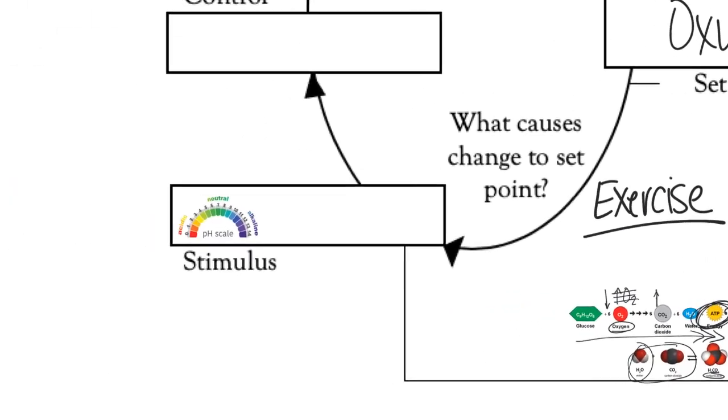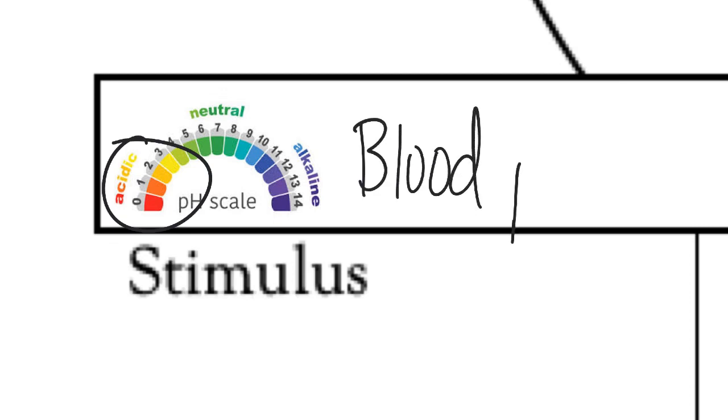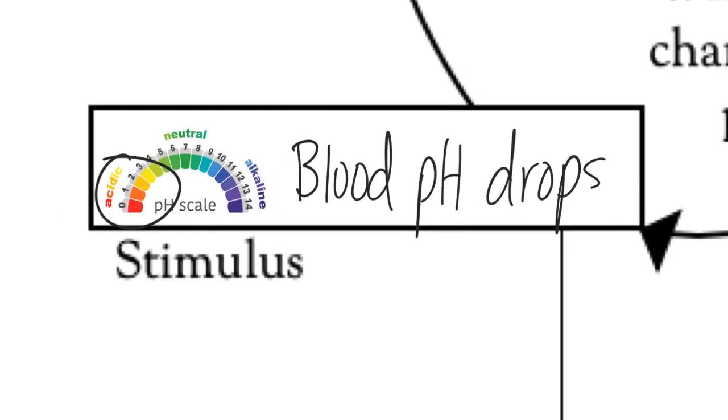In fact, that is what our stimulus is. It's not that the oxygen levels are down. It's not that the carbon dioxide levels are up. What the brain actually detects, our stimulus here, is that the blood becomes slightly acidic. In other words, the blood pH drops because we remember that low numbers are more acidic.